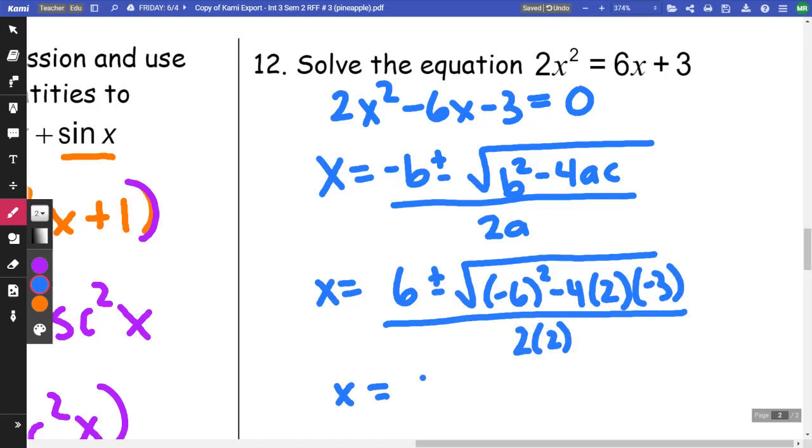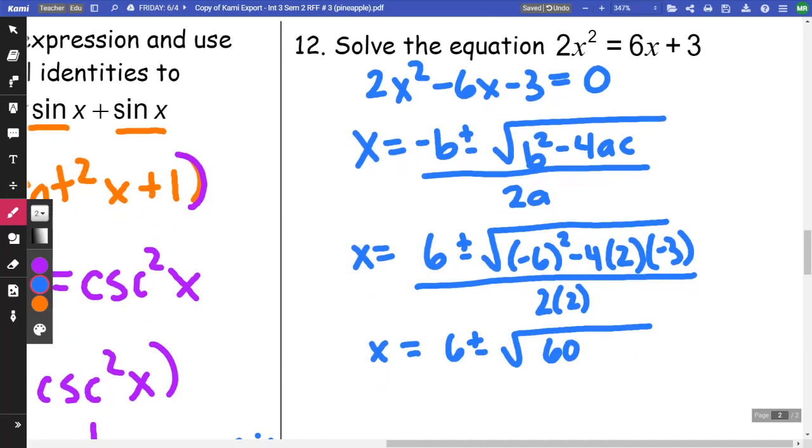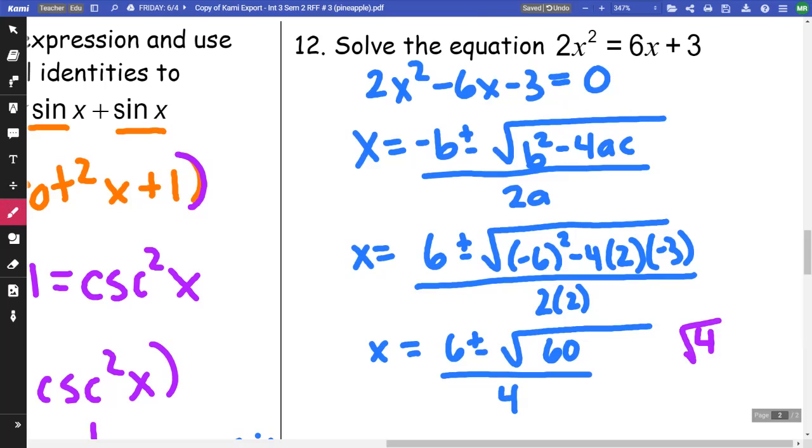So this is going to be 6 plus or minus, and then I'm going to do the math underneath my square root. So I'm putting it in my calculator. Basically 36 minus 4 times 2 times a -3. I got a 60 over 4. Now, 60 is not a perfect square, but there is a square in 60. 60 is a square root of 4 times a square root of 15. So that's going to be a 2√15.